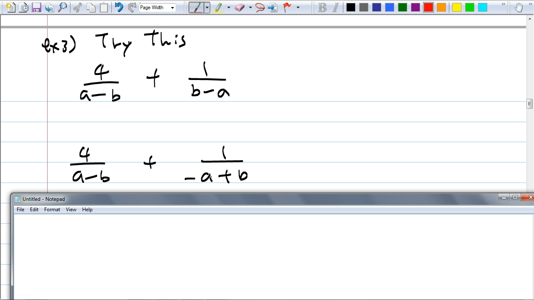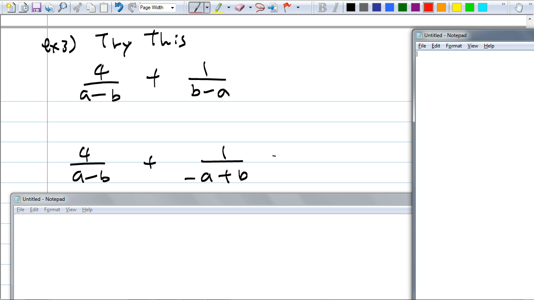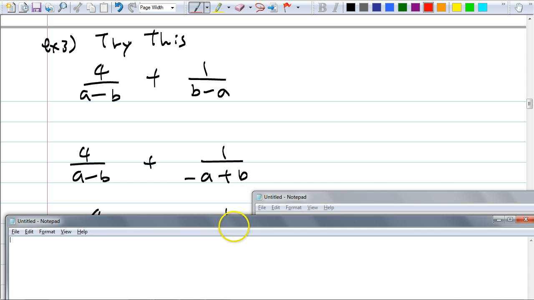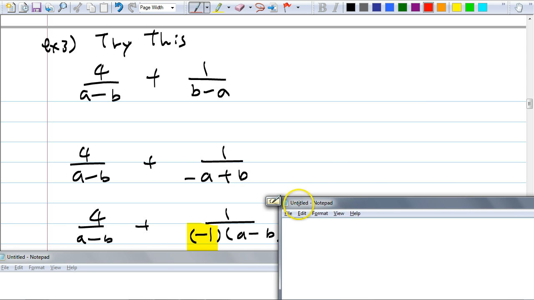But we noticed something interesting. Look, we have positive a, this is negative a. This is negative b, this is positive b. Aren't these opposites of each other? So what can we do with this? Yeah, you could factor out a negative 1. You could always factor out a negative 1, can you not? So I'm going to factor out a negative 1 from the denominator, and I get negative 1 times a minus b.